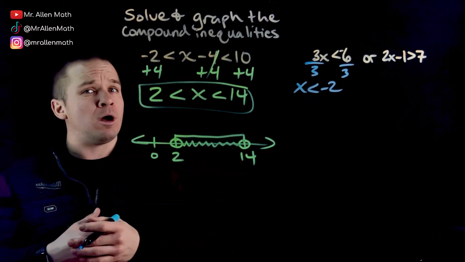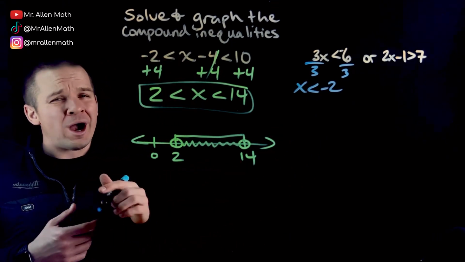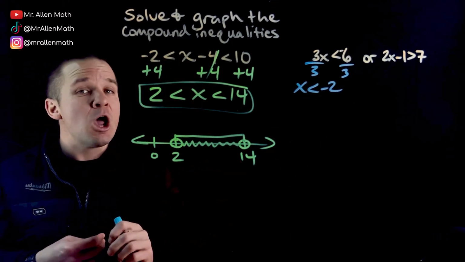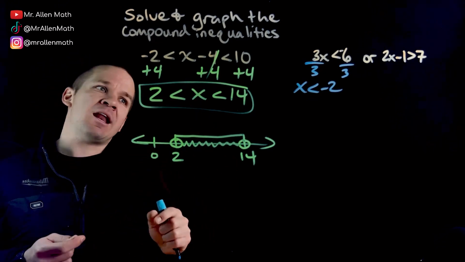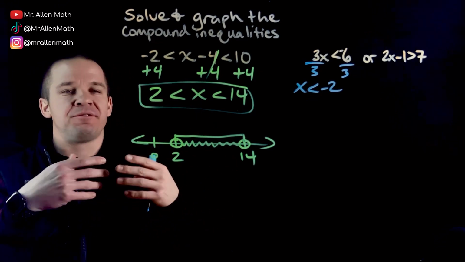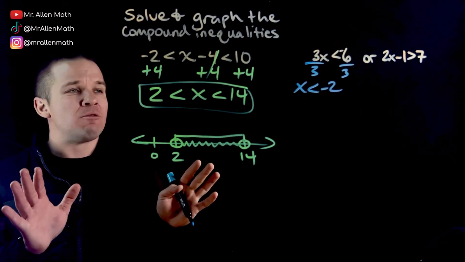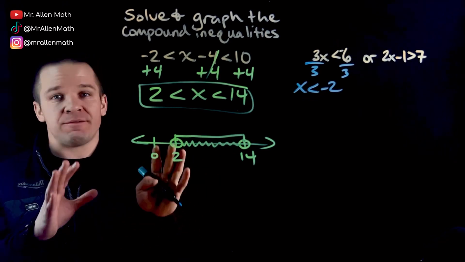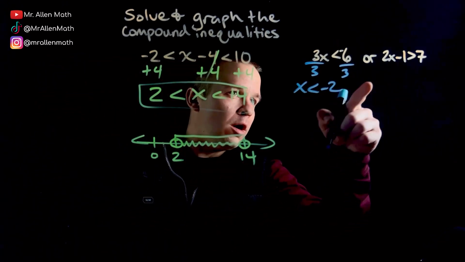Now, you might be like, bro, there's a negative there, and you just divided. Why aren't you flipping that sign? When I divide by a negative, I need to flip it. When I'm just dividing a negative number by a positive, no big deal, right? I divided by a positive. It stays. Cool.